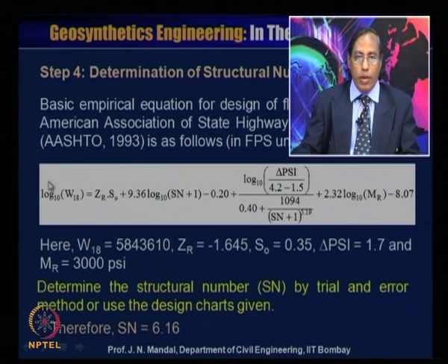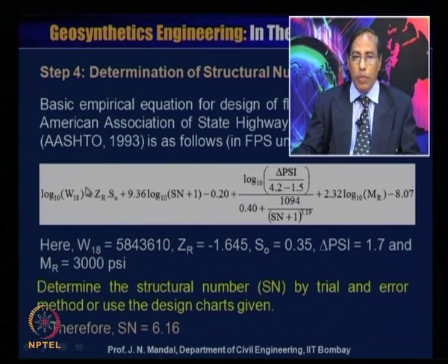Now, we will use this equation. Here we know W18 is 5843610. ZR we have calculated, and the ZR value obtained is minus 1.645. The value of S0 is 0.35, that means the standard deviation is 0.35. Delta PSI we calculated as 1.7, and the MR value is equal to 3000 PSI.